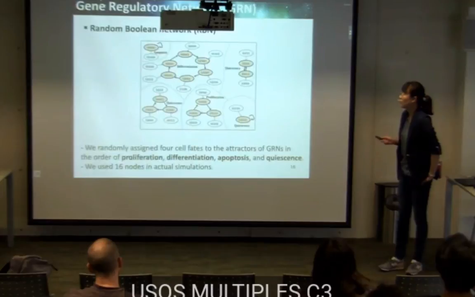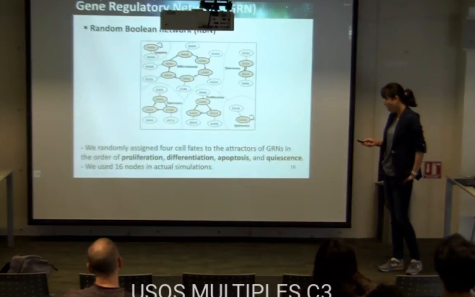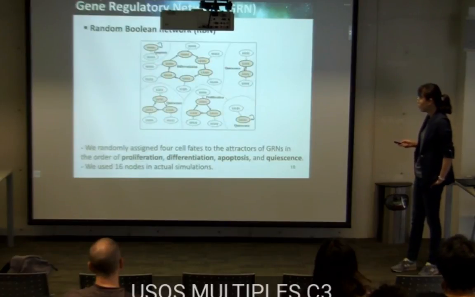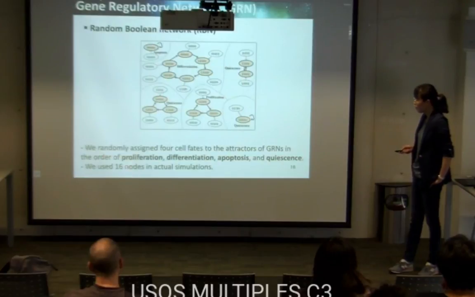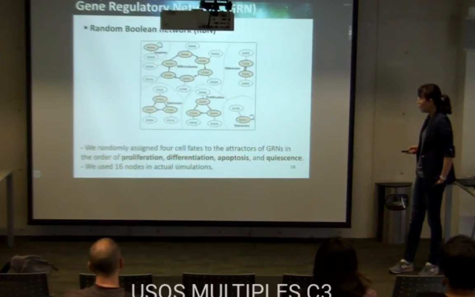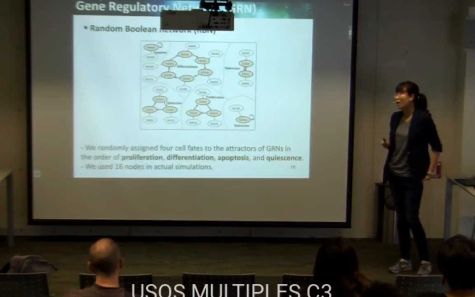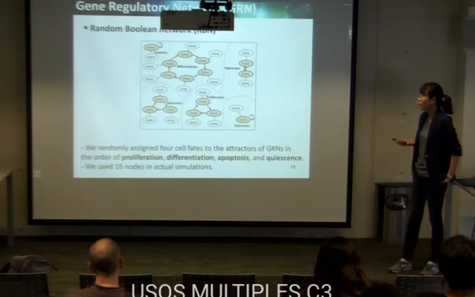Firstly, the gene regulatory network. We randomly assigned 4 cell fates to the attractors of gene regulatory networks in the order of proliferation, differentiation, apoptosis, and quiescence. In the case of quiescence, it was repeatedly assigned over the remaining attractors. We used 16 nodes in actual simulations.